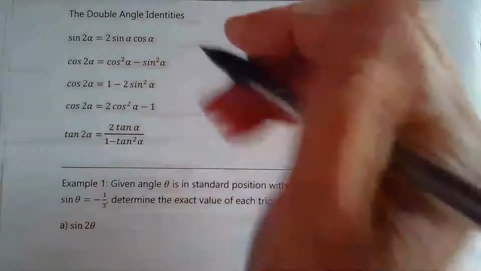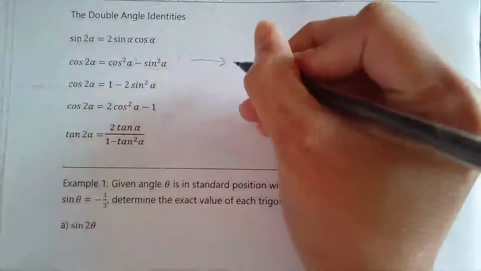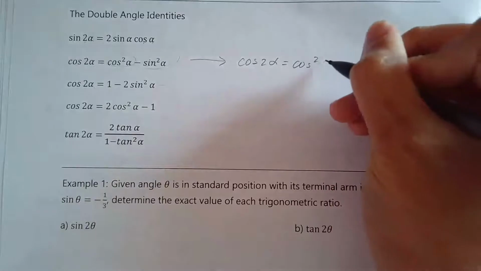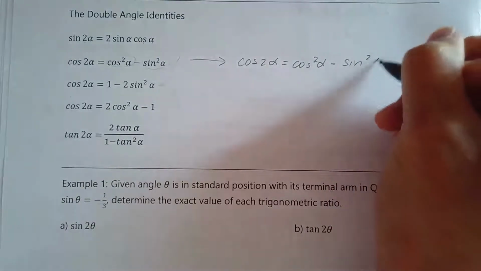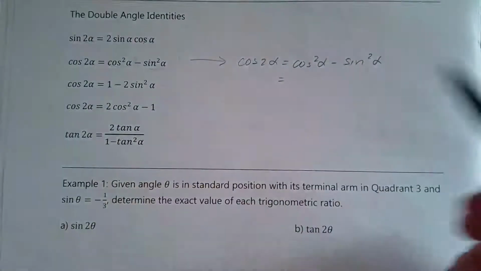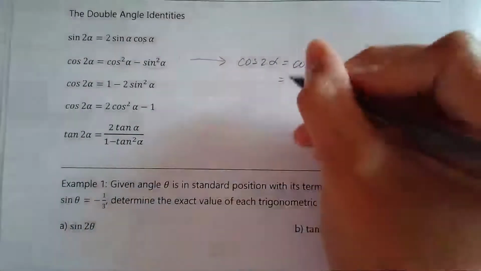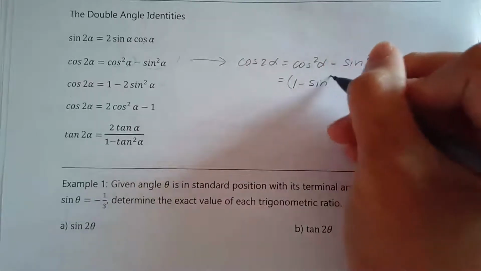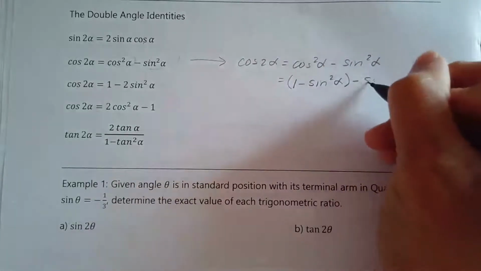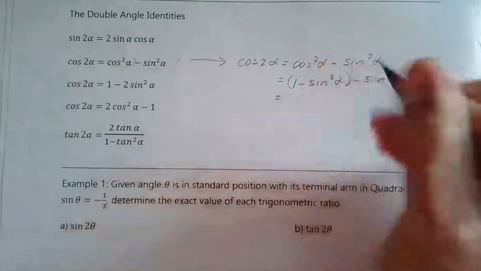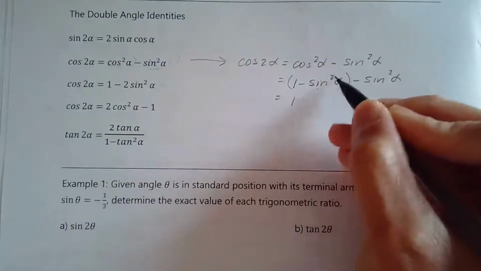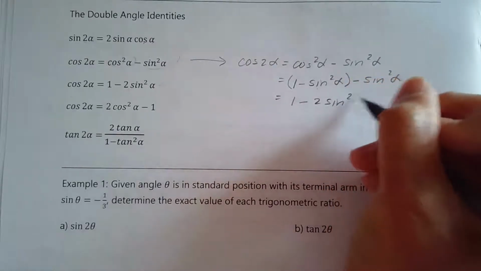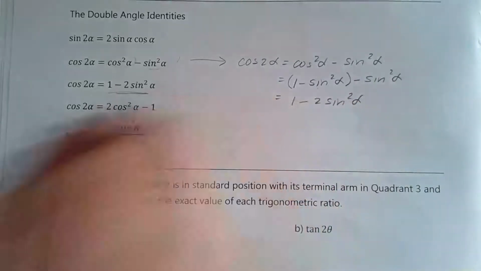I want to write it down so that you know what I'm talking about. When we say cos 2 alpha equals cos squared alpha minus sine squared alpha, we can replace cos squared alpha with 1 minus sine squared alpha, using the trig identity. So that's 1 minus sine squared alpha minus sine squared alpha, which is 1 minus 2 sine squared alpha. So that's where this came to be.